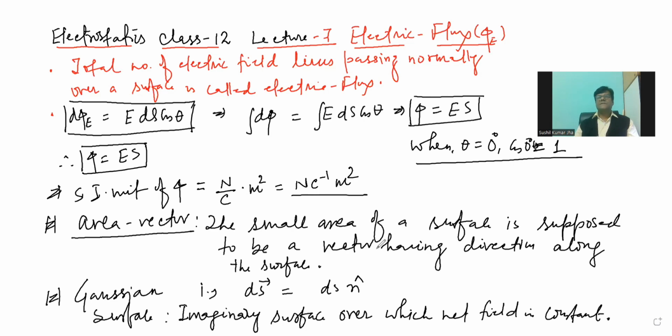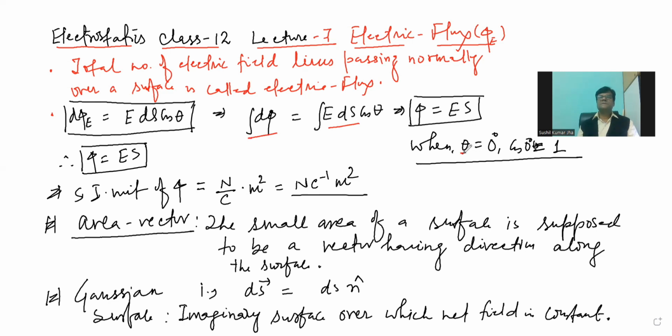When we talk about electric flux, it means the total number of field lines passing normally over a surface. And mathematically we write it, or it is measured as d phi is equal to E ds cos theta. So if we integrate d phi, integration will give us phi, and ds integrated gives us S.